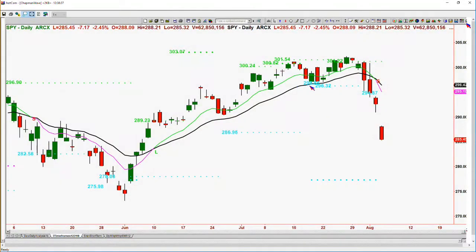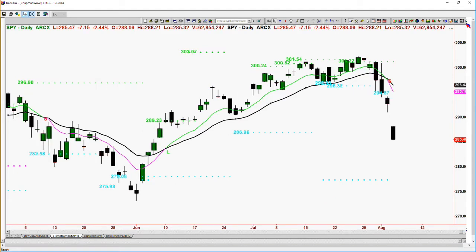Look how beautifully it held the support in the SPY in the daily chart. Look at that black line, the 14-period moving average. Look what happens when it broke down. That became resistance. It couldn't even close above it. I'll be back. We'll talk more about it.